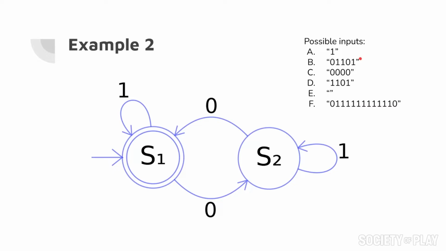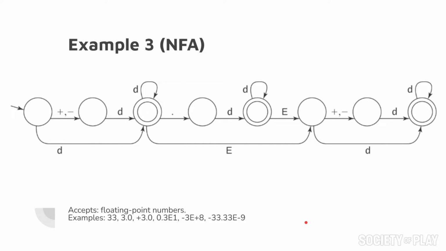I think only D is not accepted then, because we have 1 here. It goes loop back around and it loops back around again to 1, and the next one is 0, so it goes to S2. Then it sees a 1 again, and there's no more input to read, so it just ends right there. Here's a much more difficult example.